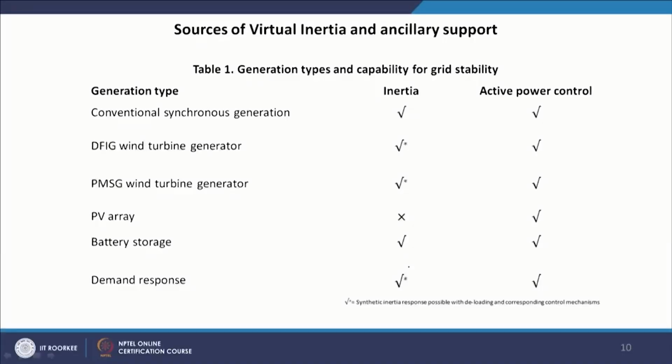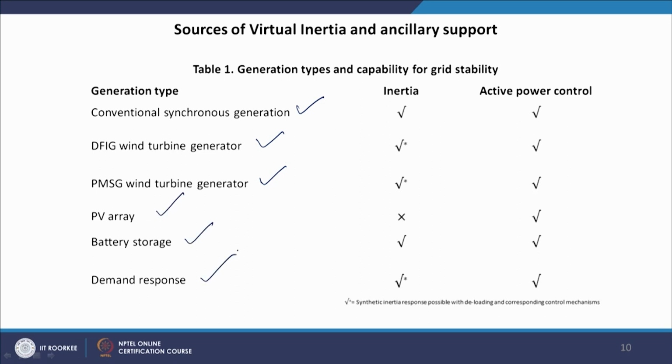Now, if you focus on sources of virtual inertia and ancillary support, now generation types and capability of the grid stability. Now, we have different sources, for example conventional synchronous generators, DFIG wind turbine generators, PMSG wind turbine generators, PV array, battery storage and demand response.